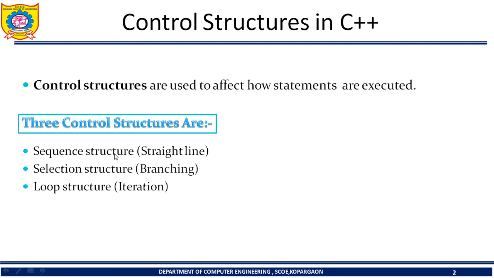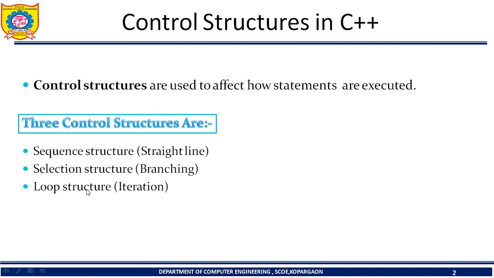Sequence structure is nothing but the straightforward, line by line execution of the program. Selection structure means branching, that means branches are there. One selection will be provided there. The condition can be either true or false. If the condition is true, then you go to the left part of the branch, or you go to the right part of the branch if the condition is false. That means depending on the selection, the next flow of control of the program gets decided in the selection structure.